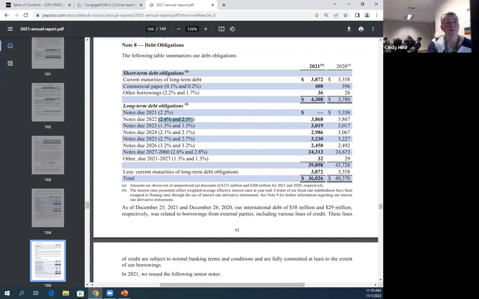These percentages listed after that are the interest rates that they're paying on those notes. And so you can see that they have a couple different notes due in 2022, 23, 24, 25, 26. And then they have some that are due out as far as 2060. Another 40 years before those final notes are due.